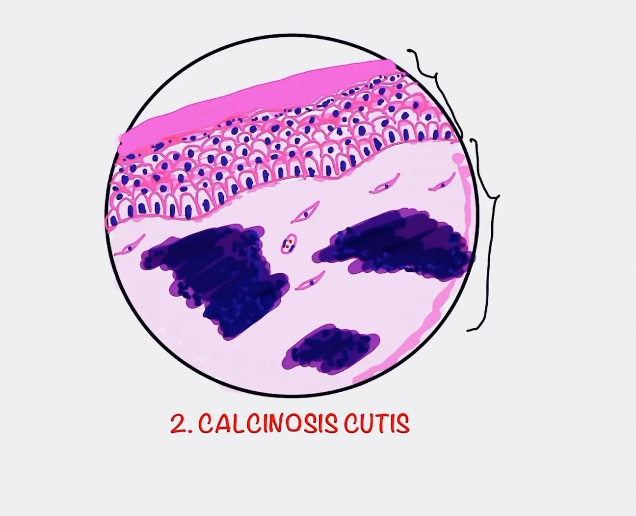And lastly, we will finish it up with labeling. So we just label the epidermis. You can also write the epidermis in the bracket. You can write keratinized stratified squamous epithelium, and this is dermis, and these are the foci of calcification.